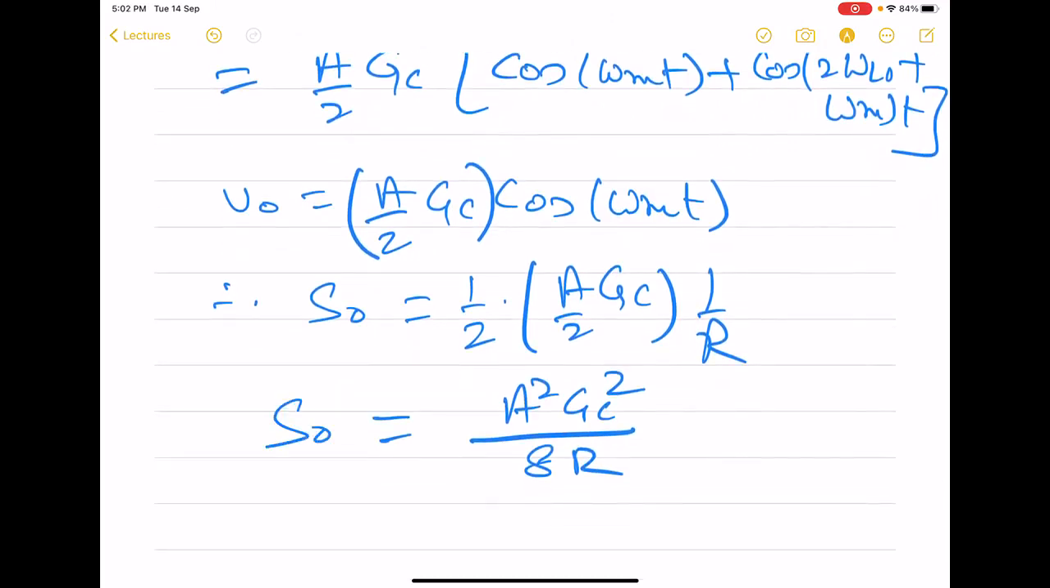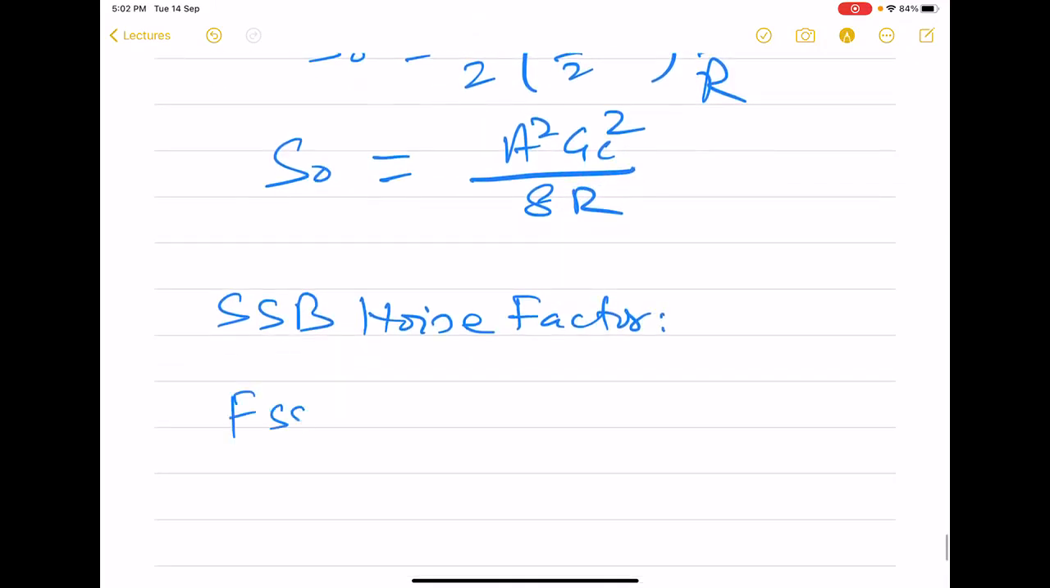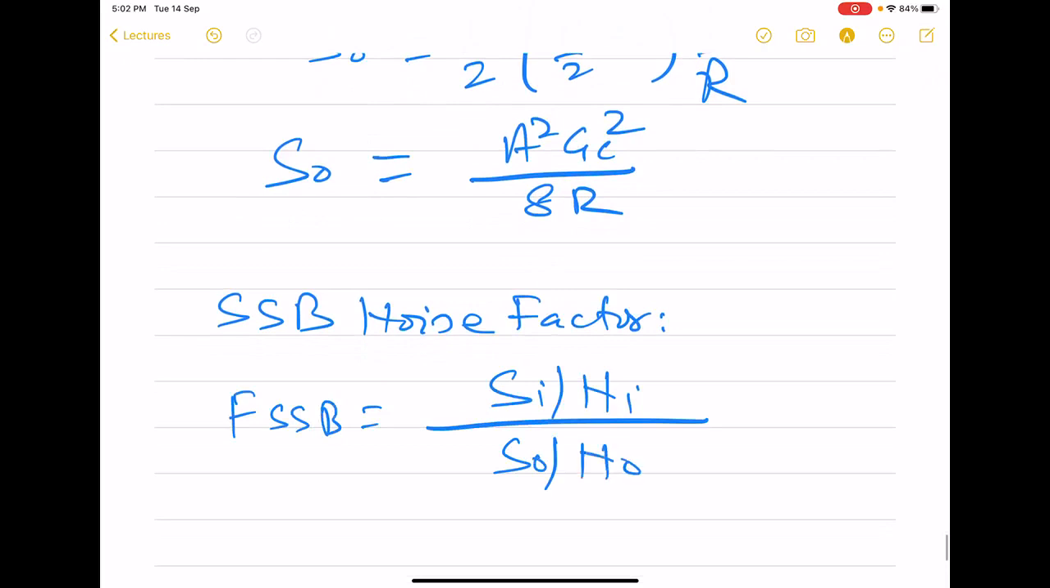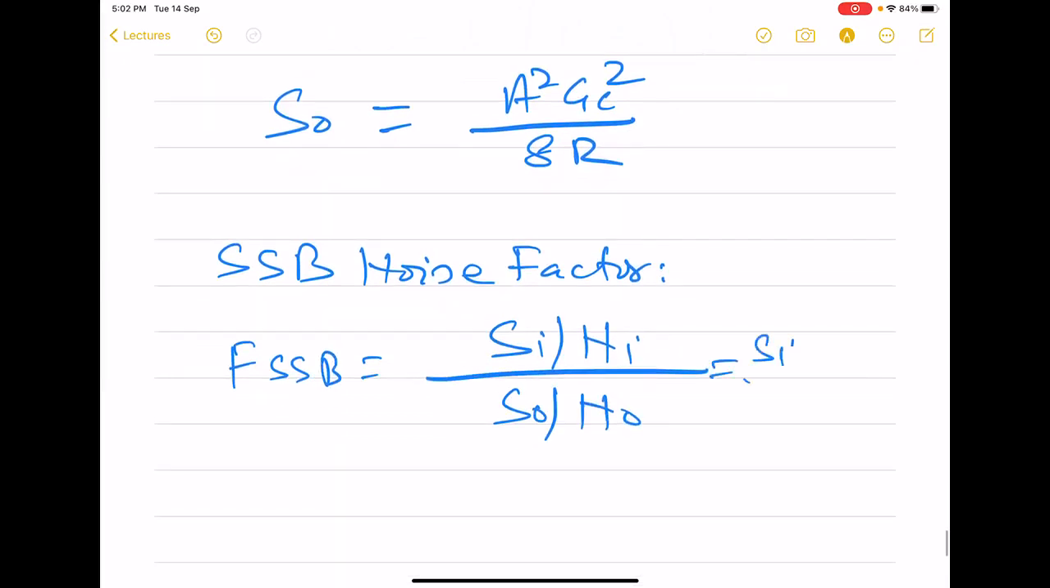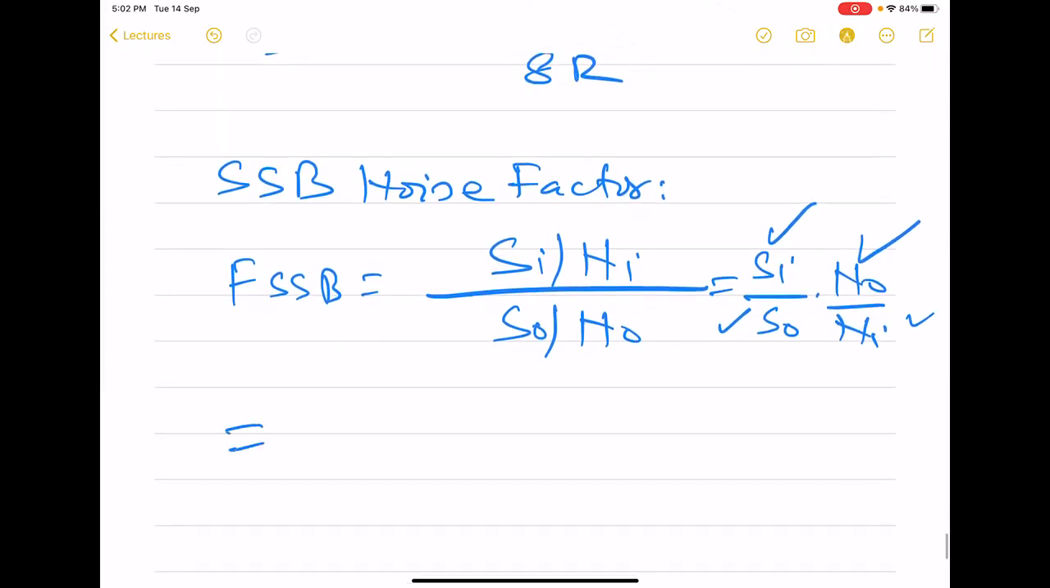So this is the output signal power. Now we can calculate the noise factor for the SSB signal: input SNR divided by output SNR. So we now know SI, we know SO, NO, we have already written the general expression, Ni is the standard. So all the four quantities are now known.